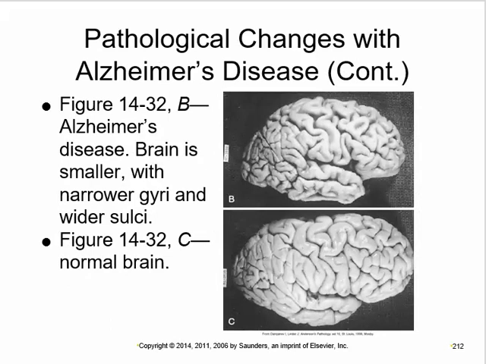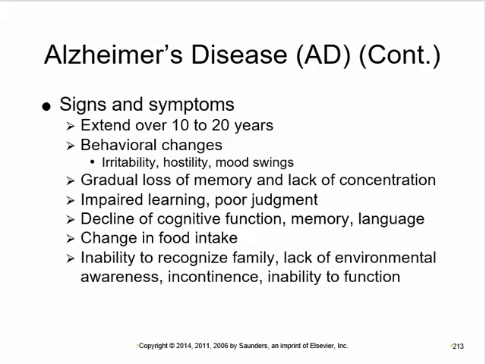But you can see the atrophy, the sulci are all wider, the gyri are narrower. You can just see the atrophy. And again, it's hard unless, well, the person's alive. Now, it may take years, but what you end up with is behavioral changes, real irritability and hostility. Mood swings, I guess, go with that.